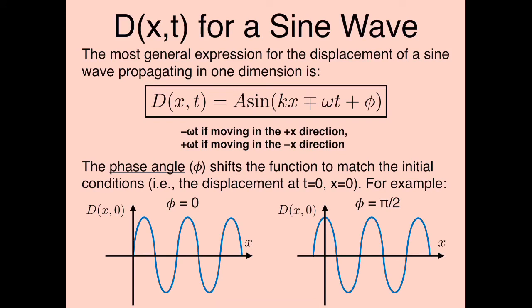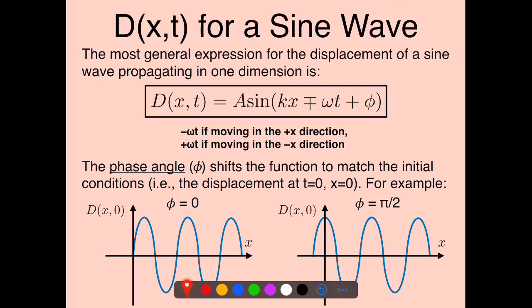Okay, so we've arrived at a really important result, which is the general expression for the displacement of a sine wave that moves in one dimension. So here it is. We have d as a function of x and t, that's the displacement as a function of position and time. That equals a sine of kx minus or plus omega t plus phi. All of that is inside of the sine function. So the reason there's a minus or plus sign here is it depends on which way the wave is moving.